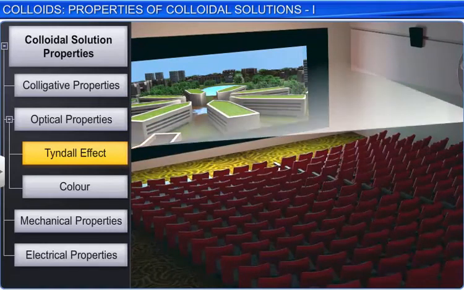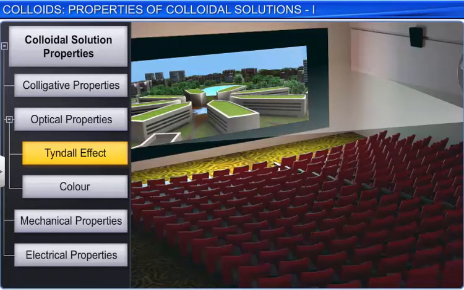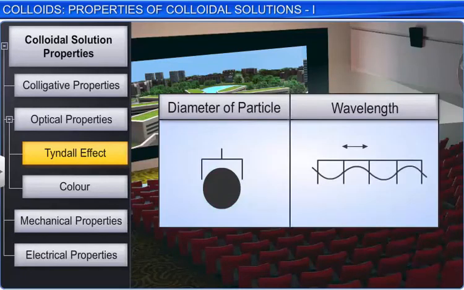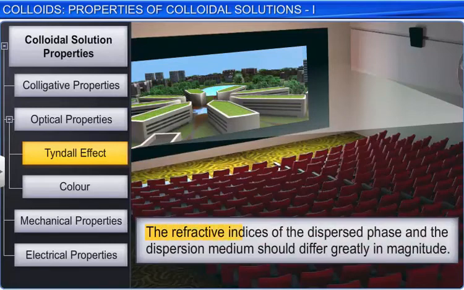The Tyndall effect is observed only when two conditions are satisfied. First, the diameter of the particles of the dispersed phase should not be too small compared to the wavelength of the light used. This implies that this effect is observed when the dimensions of the colloidal particles are comparable to the wavelength of the visible light used. Secondly, the refractive indices of the dispersed phase and the dispersion medium should differ greatly in magnitude.